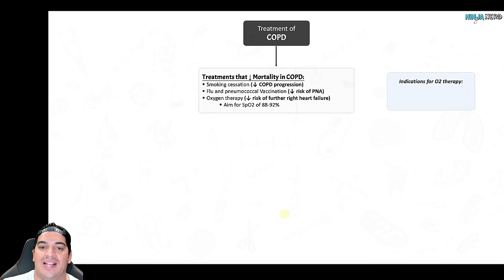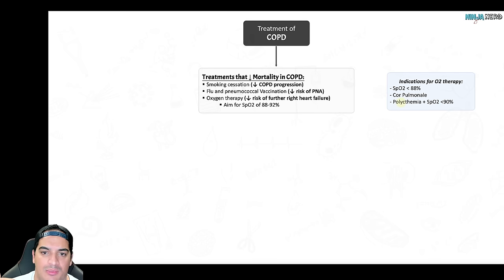So you always want to ask yourself, if the patient needs oxygen, what are the reasons why? One is the SpO2 is chronically less than 88%. They have features of cor pulmonale, which is the right heart failure, or they have polycythemia plus an SpO2 of less than 90%. So I'll increase the threshold to start oxygen if they have polycythemia. These are the things that you want to think about here.